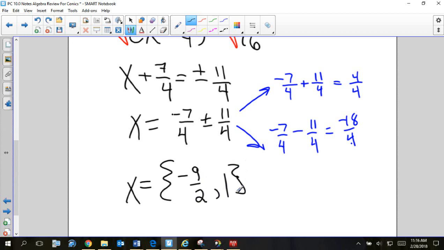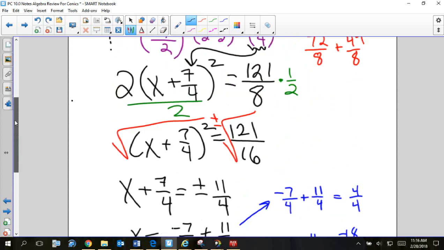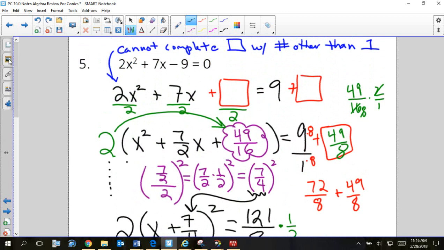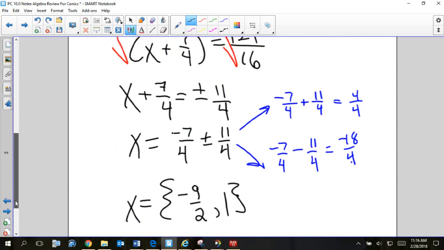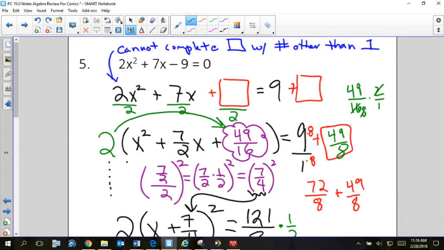So let's say you went through all this work and you're like, I'm not sure if this is the right answer or not. What could you do? How could you check it? One at a time, you could plug in the number 1 into the very original equation, which does not look very hard to plug in 1, and see if it equals 0. And then you plug in negative 9/2, use a calculator, plug it in, see if it equals 0. If they equal what that says to equal, then you've done it correctly.